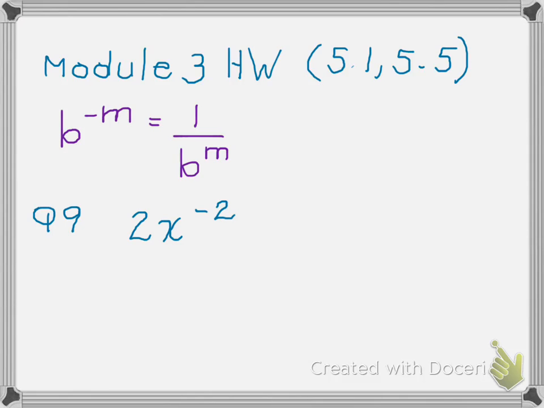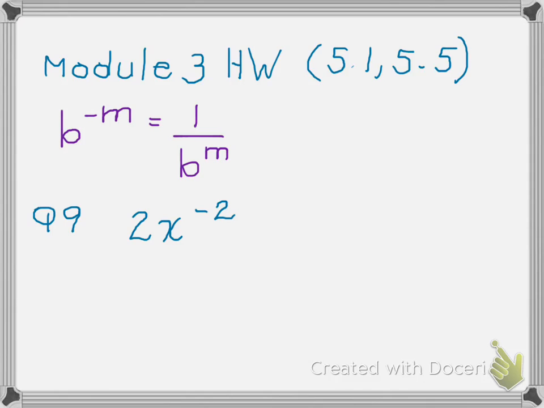Question 9. 2 times x raised to the power of negative 2. You're asked in this problem to rewrite this expression using a positive index, a positive exponent. Now, the negative exponent rule says that any base raised to a negative power is the same as 1 over that base raised to a positive power. In other words, if you want to make the exponent positive, you take the reciprocal of the base, and it changes to the opposite sign.